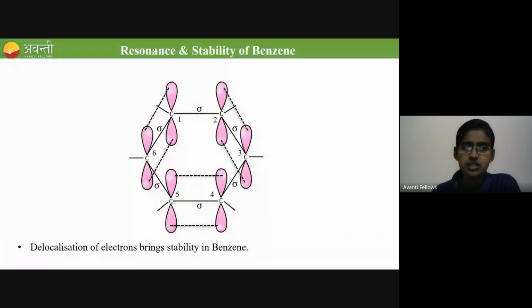We have two resonance structures. It brings the stability. So is this clear? This is very easy, and you might have already studied this. I have already taught this in the GOC lesson also, right? So the same thing is here.